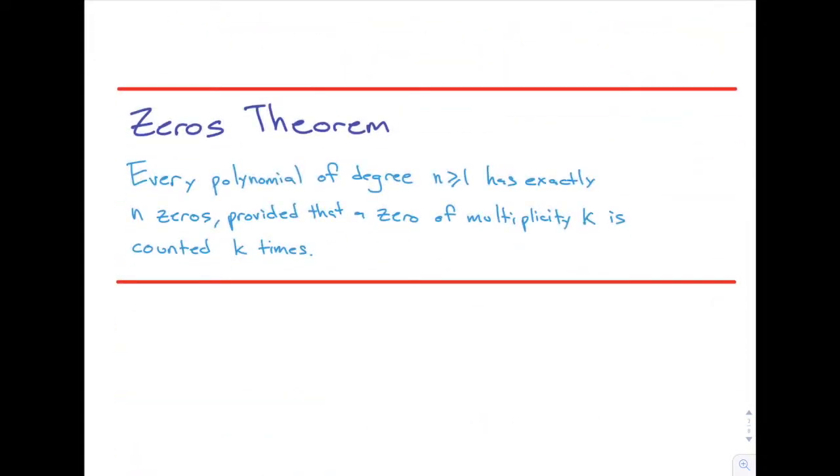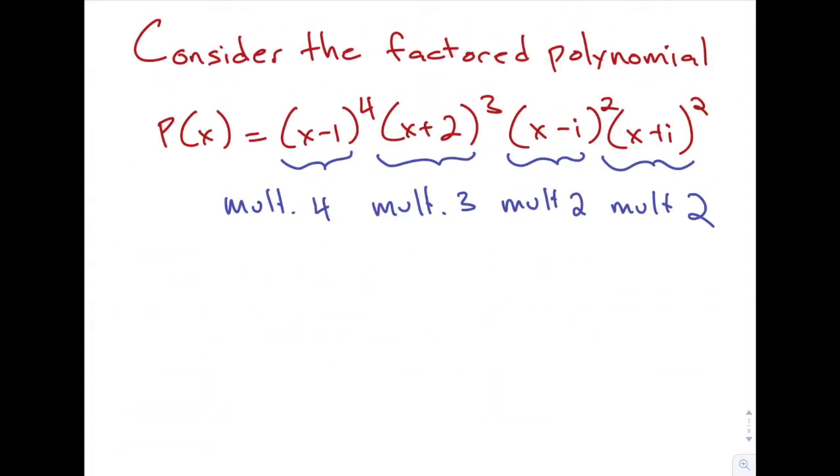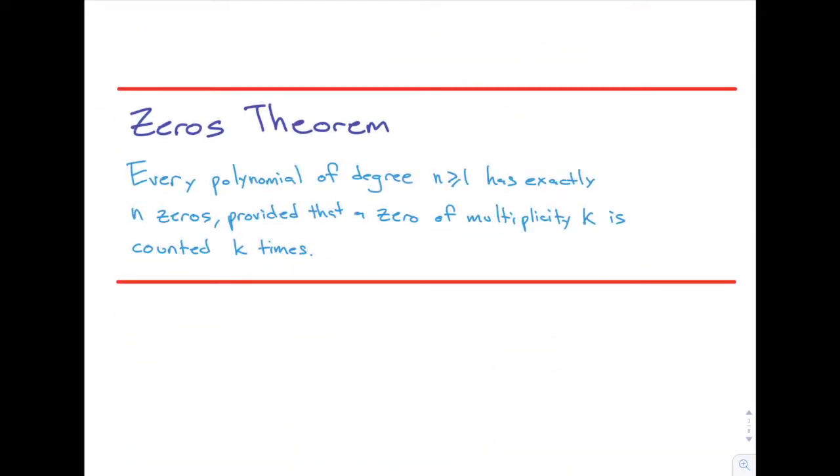This is the zeros theorem, which says every polynomial of degree n greater than or equal to 1 has exactly n zeros, provided a zero of multiplicity k is counted k times. So if we go back, if we expanded this out, this is actually a polynomial of degree 4 plus 3 plus 2 plus 2, which is 11. Although it only has, quote, 4 zeros, we need to count each one with its multiplicity. And then we can add up to exactly the degree of the polynomial.